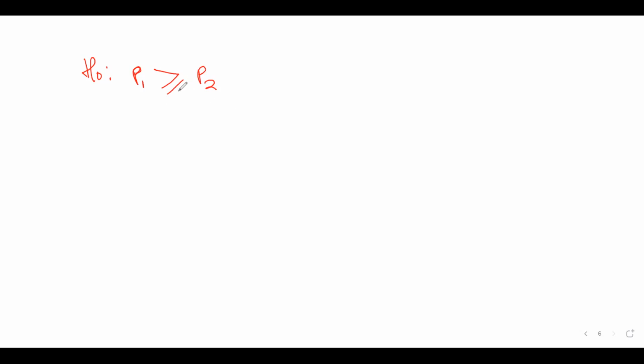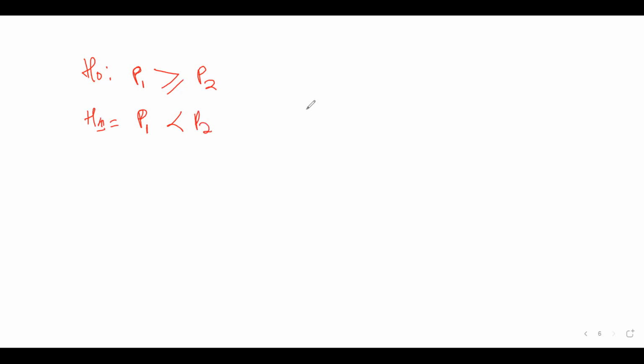I put the equal to sign because it is always in your null hypothesis that you have the equal to sign. Even if it is greater than or equal to, the equal to must be part of the null, all right? Then the alternative is that the proportion of failure of the new unit is less. The opposite of the null is the alternative, okay?